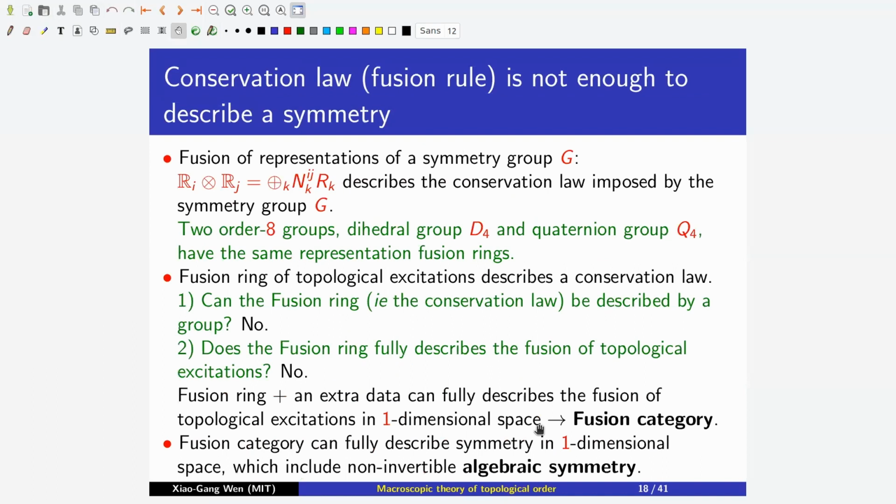Okay. I think for D4 and Q4, the situation is different. The CJ symbol of representation would distinguish D4 and Q4. That I believe. I didn't check, because there's a theorem saying that the fusion category carries full data for the symmetry group. The fusion ring itself is not full data, but for the fusion category, there's Tannaka duality. It really says that the fusion category and the group have a one-to-one correspondence. So that makes me believe that if you introduce the CJ symbol for these two fusion rings, maybe there are two.